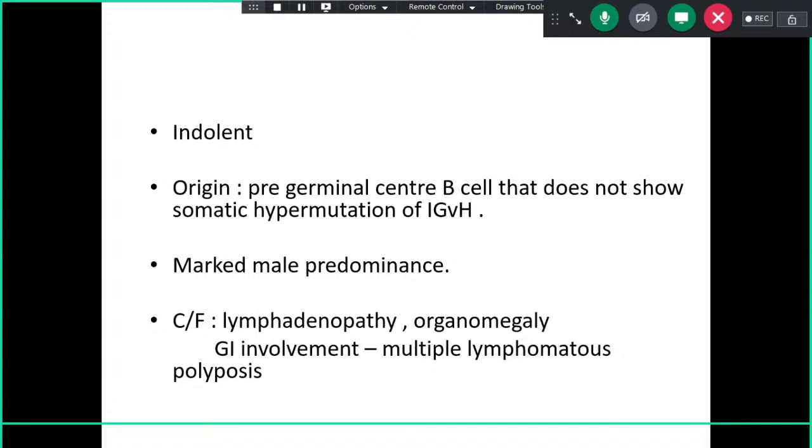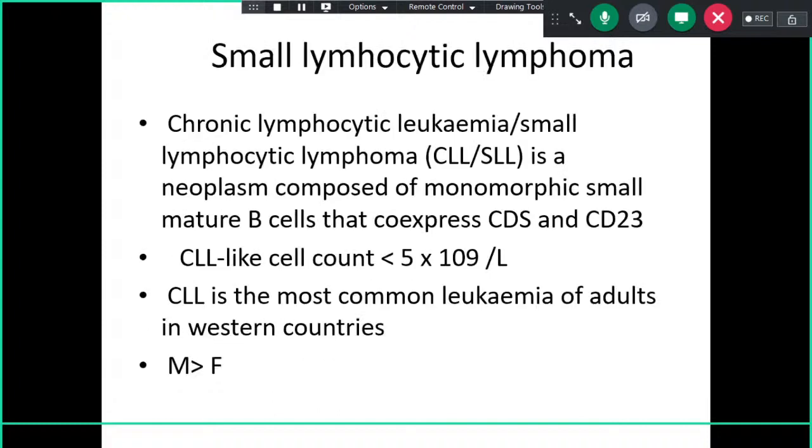So lymphadenopathy, organomegaly, GI involvement, multiple lymphomatous polyposis. Okay, so this is all about mantle cell lymphoma. So we have 5 minutes.